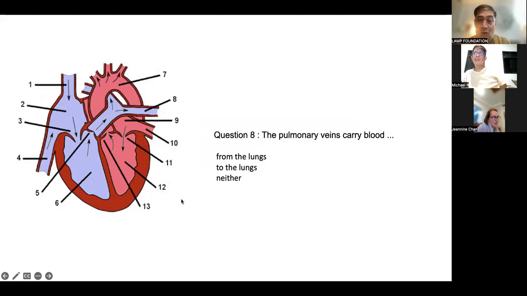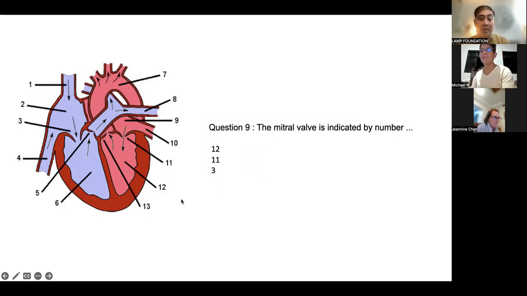From the lungs. What kind of blood does it carry? Oxygenated. Very oxygenated. Good. The mitral valve is indicated by number? 11. Okay. 11. Later, after we're done, before we proceed to the Xi Cleft points, let's talk about mitral valve prolapse. Can you do it? It's very, very common.